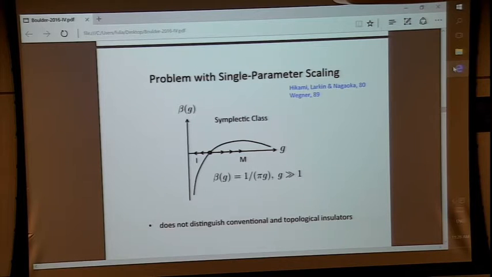The presence of a topological insulator says this flow diagram cannot be the full story, because in this theory there is only one kind of insulating state. It does not distinguish conventional and topological insulators in 2 dimensions.